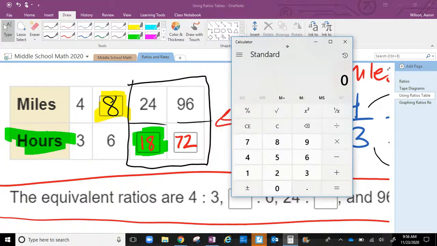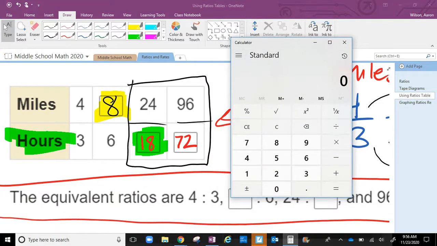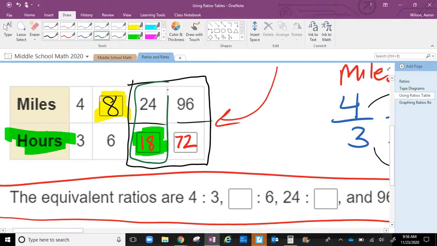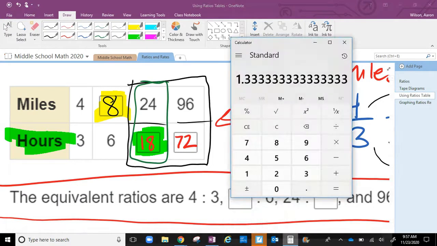And then a way we can check all these to make sure they're correct is you grab the calculator, and we're always going to be doing numerator divided by denominator, otherwise miles divided by hours. So I'm going to do 4 divided by 3. And that gives me a value of 1.3 repeating. Guess what? Now I'm going to do 8 divided by 6. 8 divided by 6, and it better equal 1.3 repeated. And it does. On into the next set here. Now I'm looking at 24 over 18. I'm going to do 24 divided by 18, and it better equal 1.3 repeated, and it does. And the last one is 96 divided by 72. All those values are exactly the same.